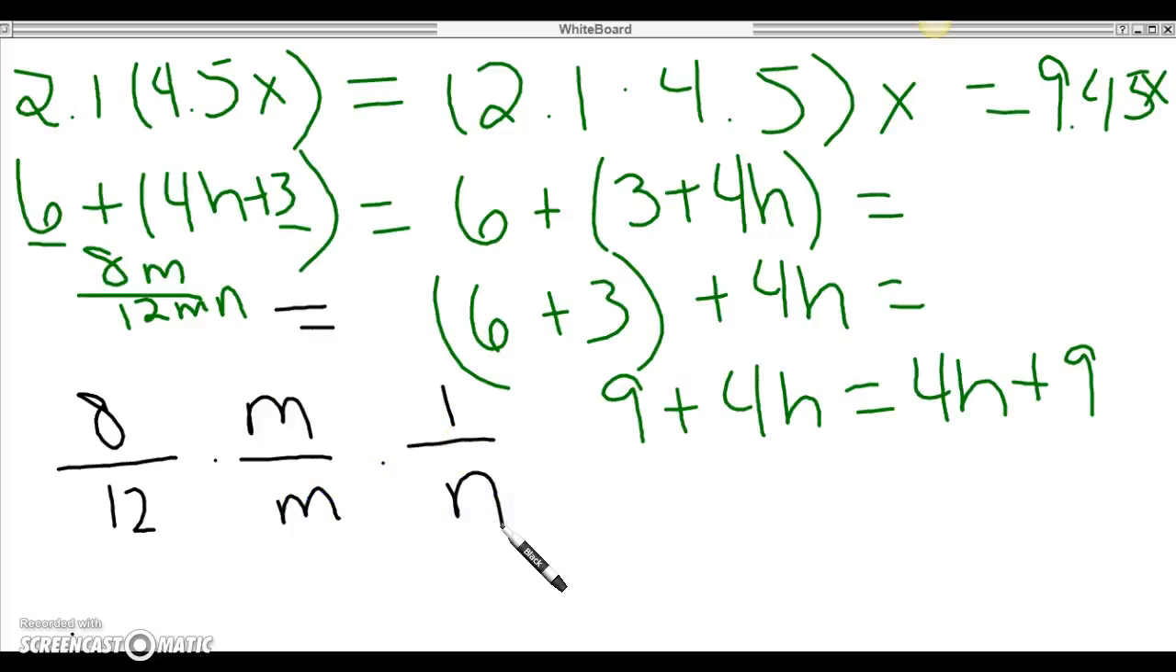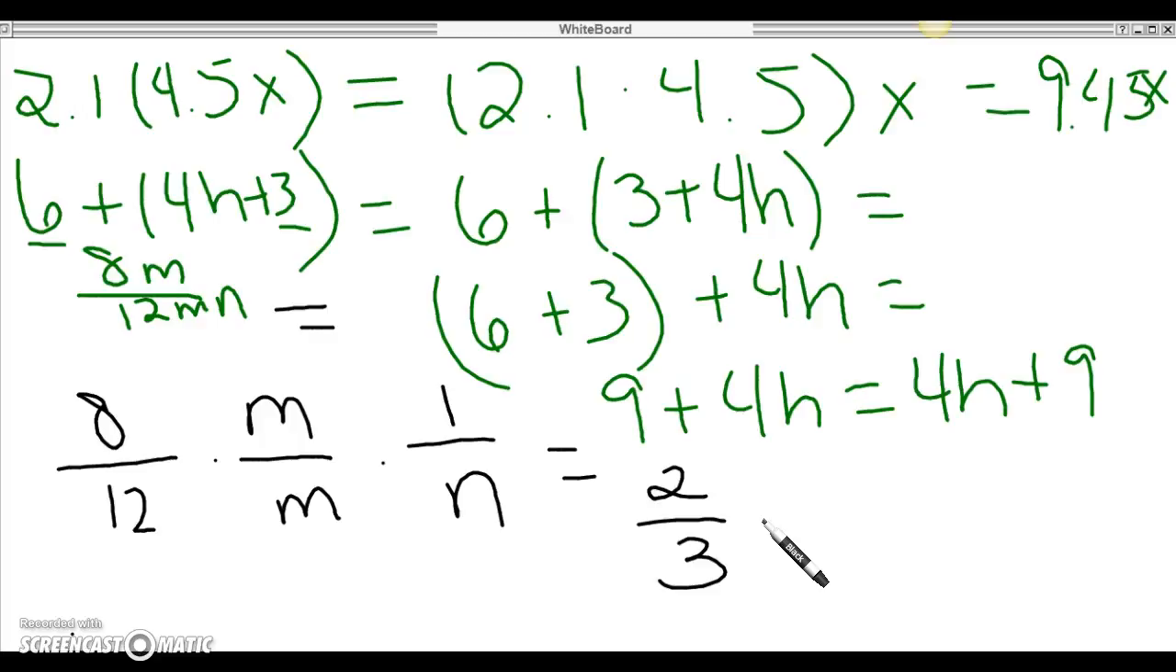And I just use my identity property. I know that if I multiply 1 times those things, I get 8m again. And so 8 over 12, I can reduce that. They both have common factors of 4, so that turns into 2 over 3 times.